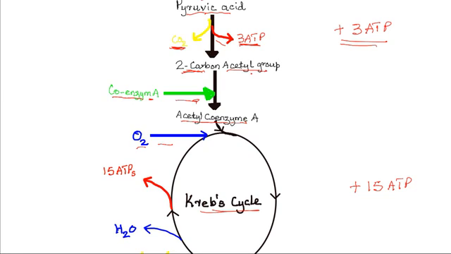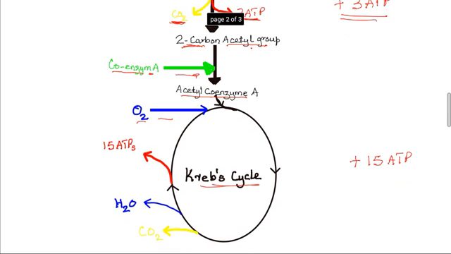It undergoes a series of reactions which will release carbon dioxide, water, and energy in the form of ATP molecules. So in total, the amount of energy released will be enough to manufacture 15 molecules of ATP. So 15 are going to be released from the Krebs cycle.